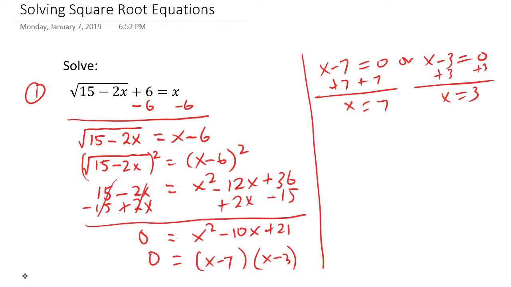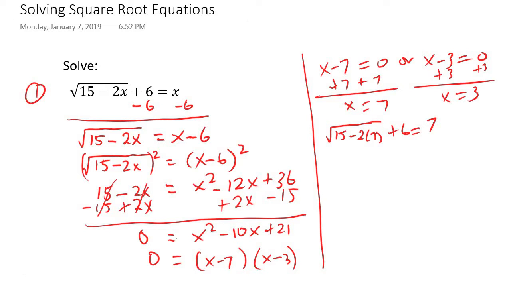x equals 3. So now, because it's a square root equation, we really need to check. We need to test it to see if the solution is valid. So let me test the first one. So 15 minus 2 times 7, plus 6, equals 7. I'm sorry, that's 7 right there because x is 7.